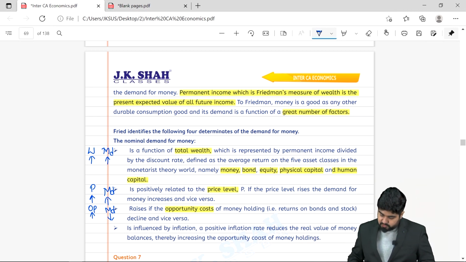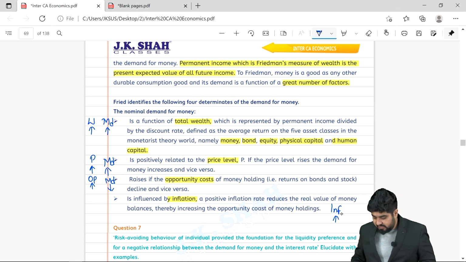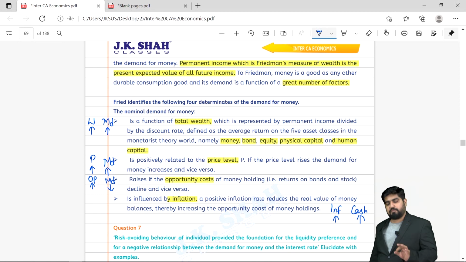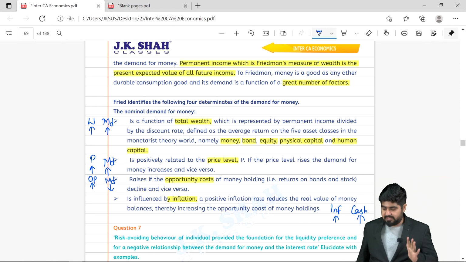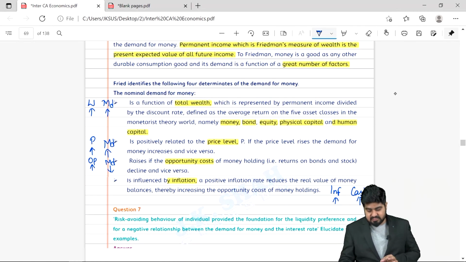And the last one, students, it is inflation. Now what is inflation here? Suppose inflation is very high, it will reduce the value of money. So what will happen? We will have to have a higher level of cash balance if we want to purchase goods and services. So this is how the 4 points will determine the level of demand for money. I hope you are very clear in this part, friends.